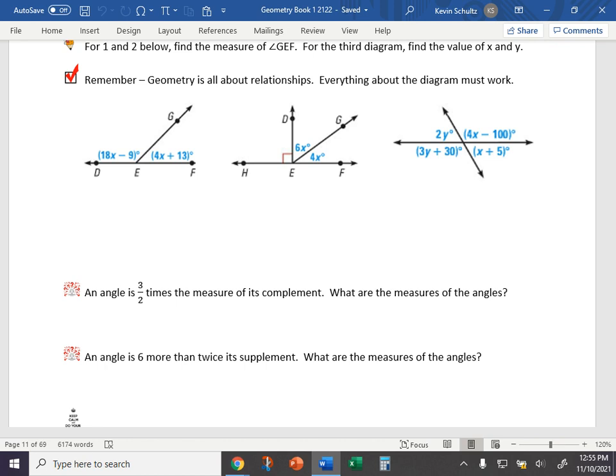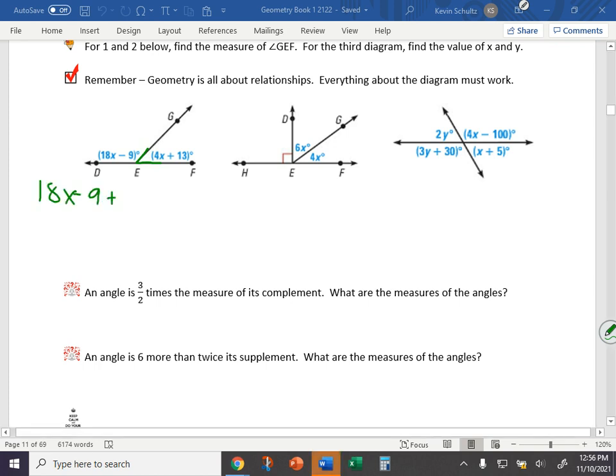What equation are you going to set up here for the first one? You want to find the measure of GEF, which is this angle right here. What equation are you going to set up? Gino? 18x minus 9 plus 4x plus 13 equals 180. Good. 18x minus 9 plus 4x plus 13 equals 180.